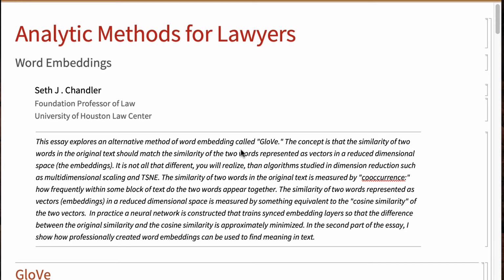It's part of the course Analytic Methods for Lawyers, but I do believe that it can be enjoyed by a broader audience. What I'm going to do in this essay is explore an alternative method of word embedding called GloVe.